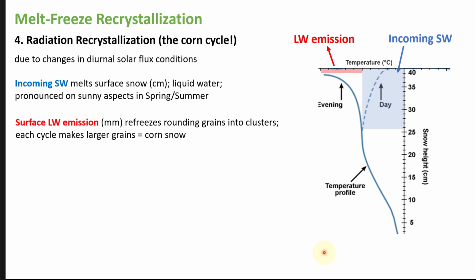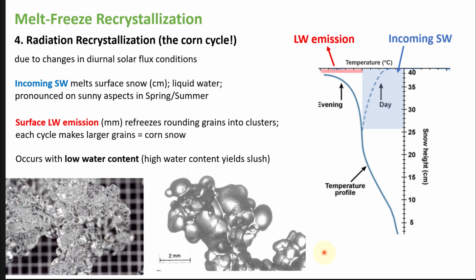We talked about that in wet snow metamorphism, so if you need a refresher on that, the driving forces for grains in cluster and sintering, you can look back at that video. And typically this occurs best in low water content, and you end up with clusters that look like this. These are sort of perfect corn clusters under a loupe.